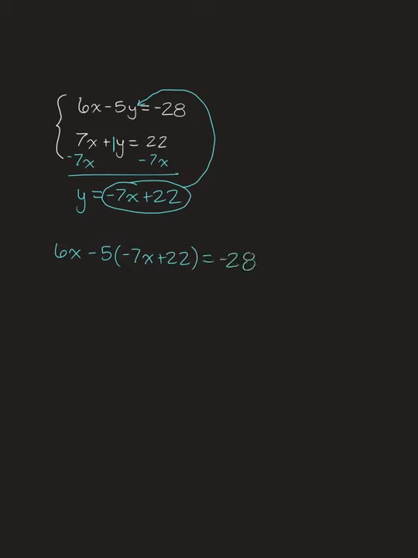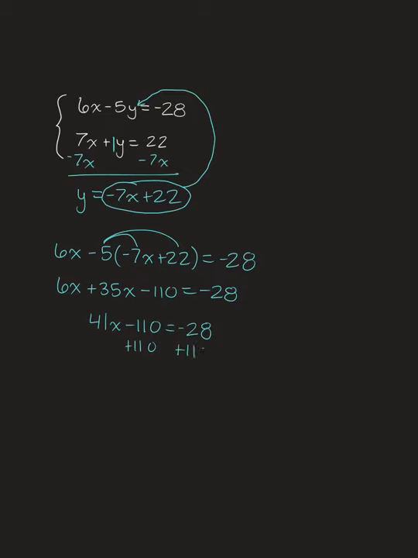Okay, so now we just solve for y, or sorry, solve for x. So I'm going to distribute the negative 5. So 6x plus 35x minus 110 is equal to negative 28. 6x plus 35x, that's 41x, minus 110 is equal to negative 28.